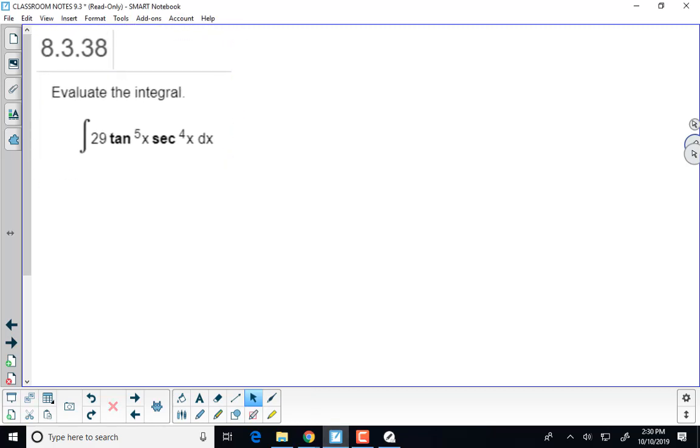Okay, so tan has an odd power, so we need to pull off a sec tan. You could also do the secant way, but you're asking to do it the other way, so we can set it up both ways, actually, pretty easily.